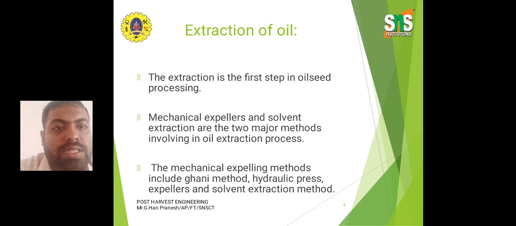First one, extraction of oil. This is the first step in oilseed processing. For extraction of oil, they use mechanical expellers and solvent extraction methods. These mechanical expelling methods include ghani method, hydraulic press and expellers, and for the solvent extraction method, they use hexane, which is a solvent used to extract more oil.